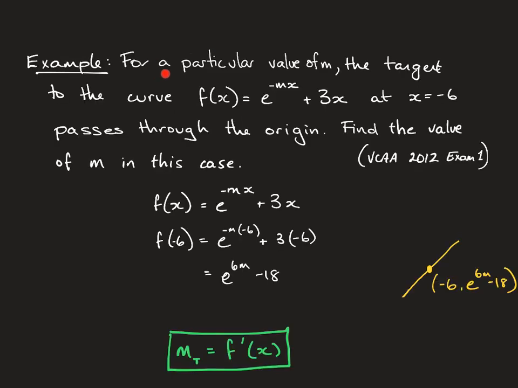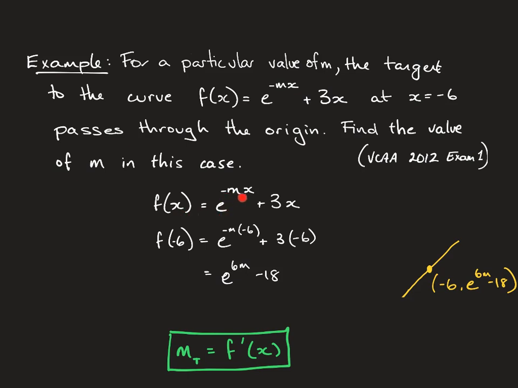So this question says, for a particular value of m, the tangent to the curve f of x equals e to the minus mx plus 3x. So the m is a parameter in our equation here. At x equals minus 6, that tangent passes through the origin. They want us to find the value of m that makes the tangent line pass through the origin. And this is actually a VCAA question from 2012 in exam 1. So this has to be done by hand, no CAS.